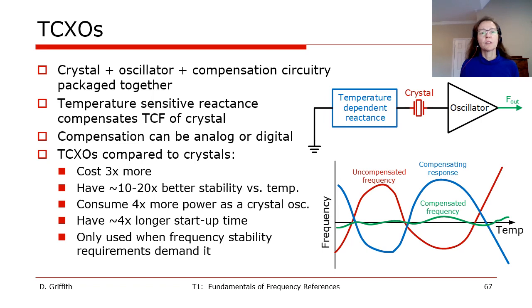So compared to crystals, TCXOs cost about 3 times more, but they have 10 to 20 times better stability versus temperature. The power consumption tends to be around 4 times higher, and the startup time can be about 4 times longer. So you can see that TCXOs are only going to be used where the frequency stability requirements really demand it.